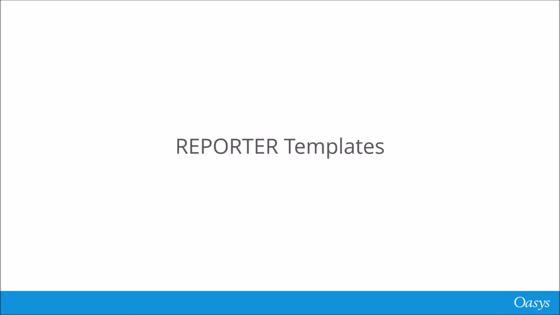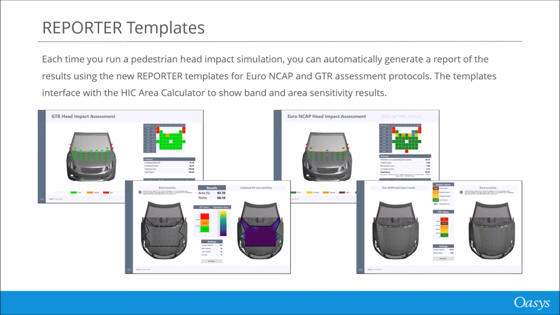And just to mention reporter templates as well. So we have reporter templates for automatically post-processing your pedestrian runs. Each time you run a pedestrian head impact simulation, you can automatically generate a report of the results using the new reporter templates for your NCAP and GTR assessment protocols. The templates interface with the HIC Area Calculator that I've just demonstrated to show band and area sensitivity results. So you can automatically generate the band and area sensitivity plots that you can see here using reporter templates.